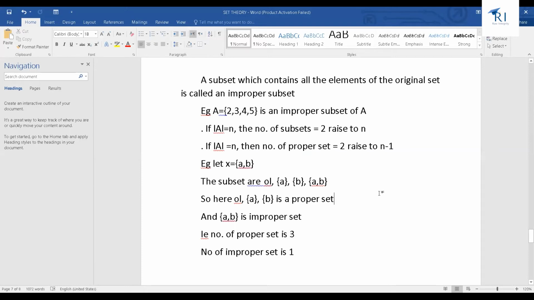So this is a null set. This is how we write the subsets of an element. And for the subsets of the element, we have proper sets and improper sets. Proper sets are just any set that is not the same set itself. An improper set is the same set itself that we have written as a subset.